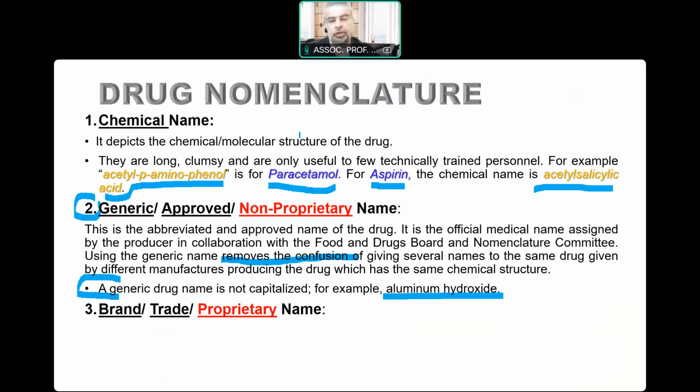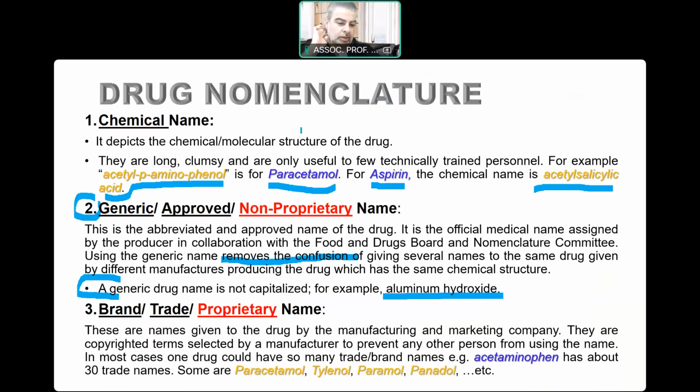The third name of the drug that we can see is what is called the brand name or trade name, or another name, proprietary name. This name is given by the manufacturing company. Each drug has manufacturing companies distributed throughout the world, and in every country, the company might choose to name the drug in a way that is particular to its own company for marketing purposes.